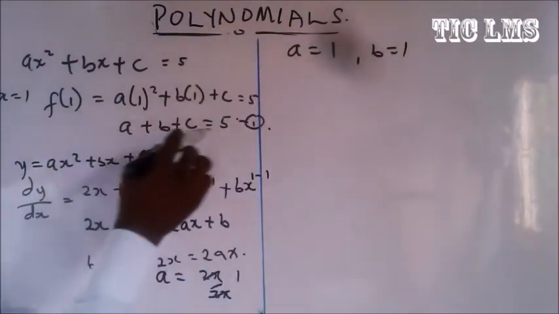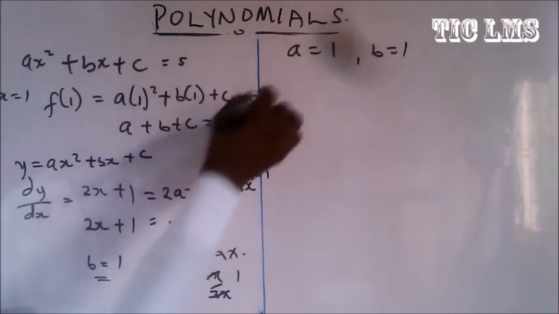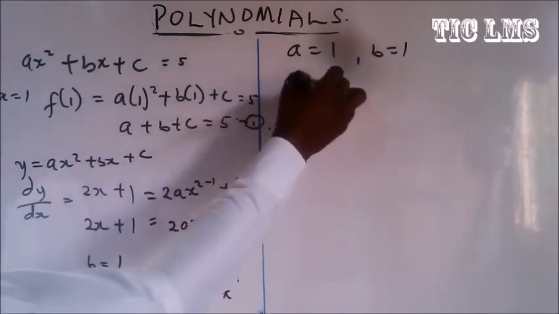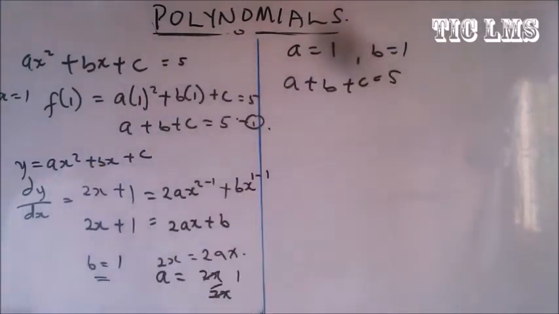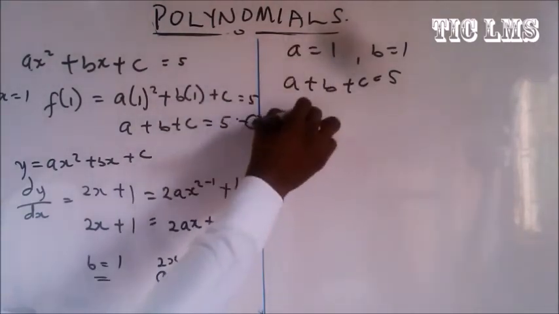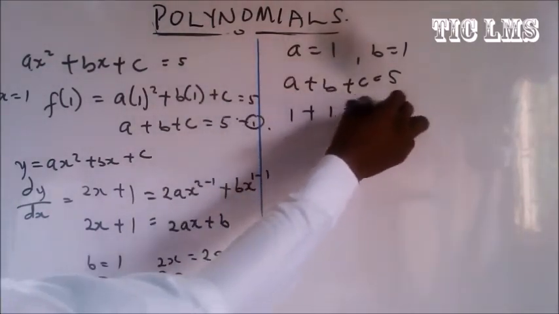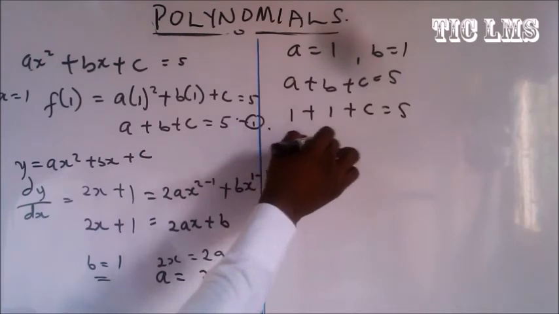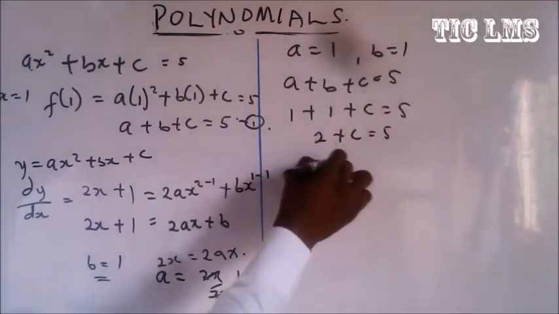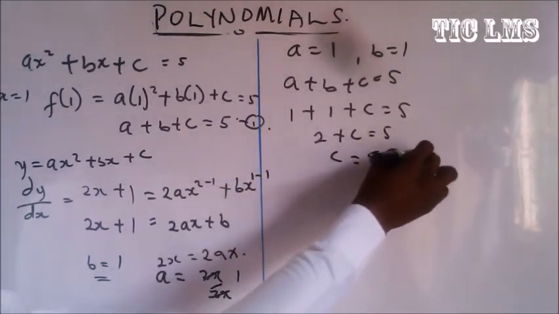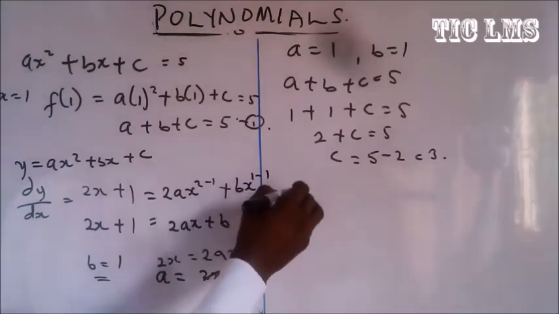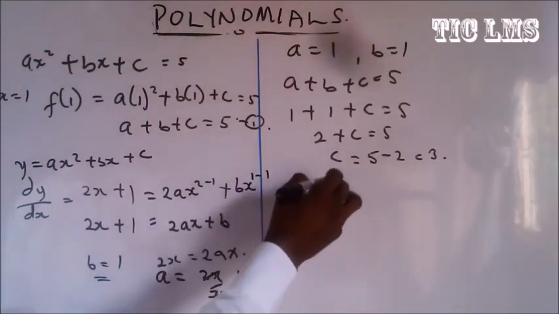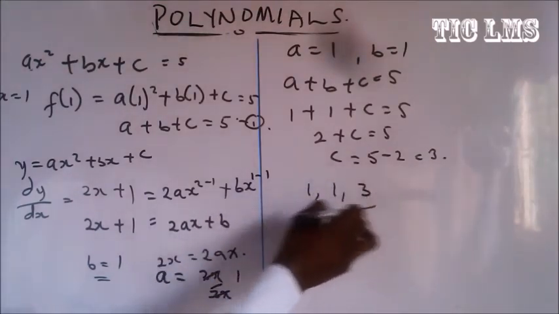Now we can substitute this into this expression where we have a plus b plus c equal to 5. If our a is 1 and b is 1, what will c be? 1 plus 1 is 2, plus c equals 5. So c equals 5 minus 2, and that's 3. So we have that a is 1, b is 1, and c is 3.